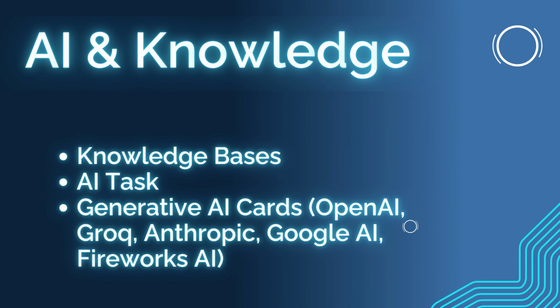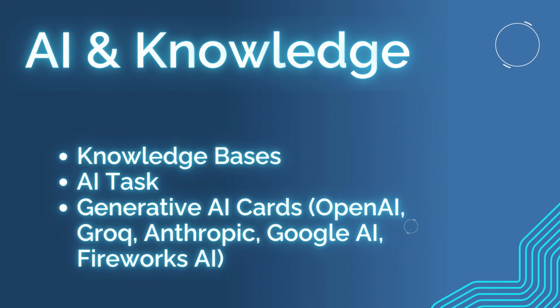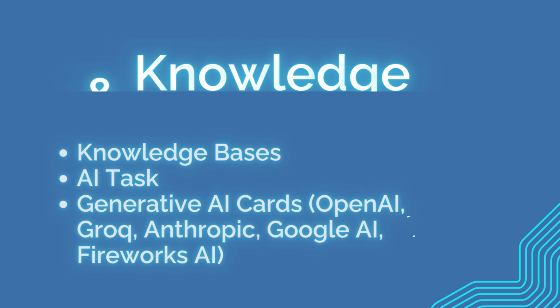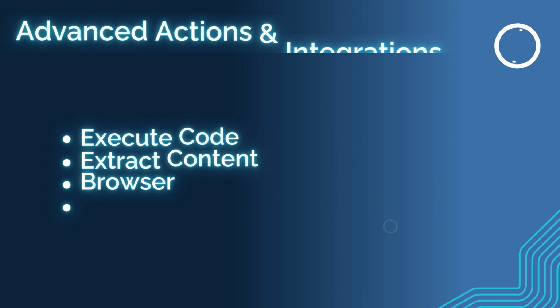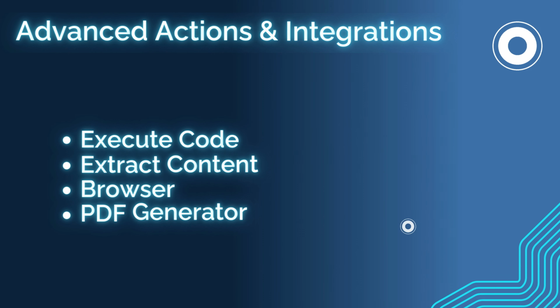AI tasks: a powerful card that lets you give complex instructions to AI in plain English. Generative AI cards like OpenAI, Grok, or Anthropic allow you to directly access specific large language models for tasks like text generation, translation, or creative writing. Execute code allows you to run custom JavaScript to perform calculations, call third-party APIs, like we did for the order lookup, or interact with a database.